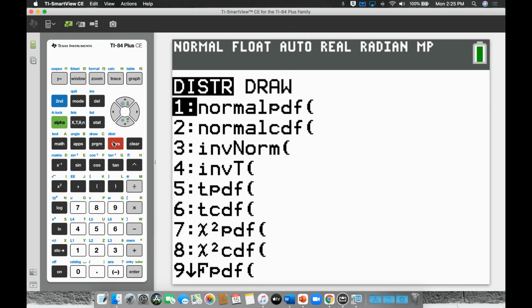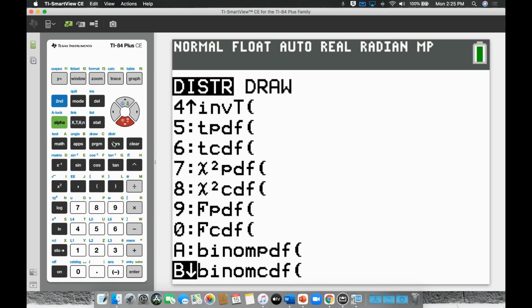Okay, we're going to go down to binomial, except this time we're going to choose CDF. Why are we choosing CDF? What does the C stand for? Cumulative. What does the word cumulative mean? Add it all together, and that's what we want to do. The thing about cumulative is it starts at 0 and goes to the number we want it to stop.